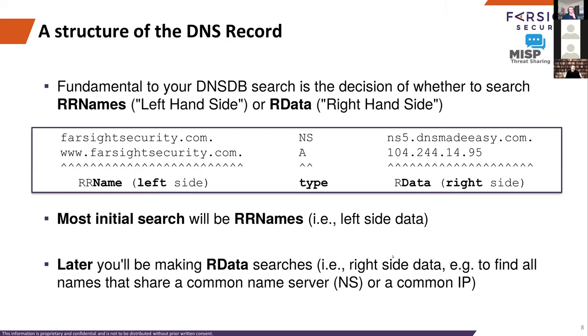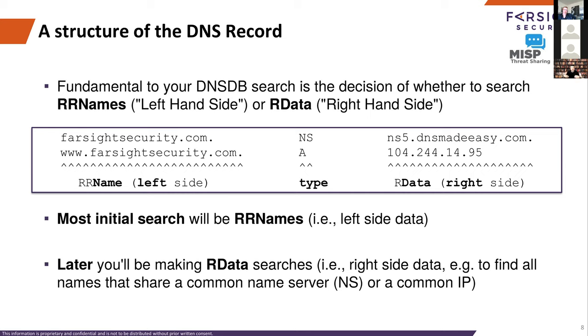this will basically give you a quick start into navigating the DNS world and passive DNS specifically. A passive DNS database would give you an answer very similar to what you can find when you use an nslookup or dig command. This is a structure of a DNS record. On the left side, this is the resource record name. On the right side, this is resource data. I will interchangeably use right side, left side when I do the demonstration.